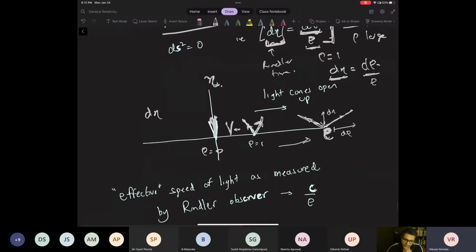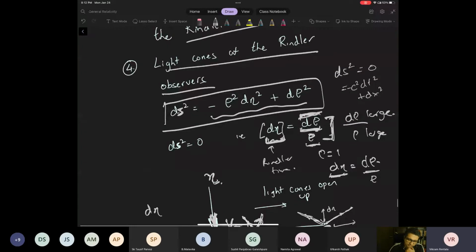So another way to think about this is effectively, if I think of this as my time coordinate, if I measure distances using d rho and I measure times using d eta, then by comparing these two equations, I can think of rho as my effective speed of light.